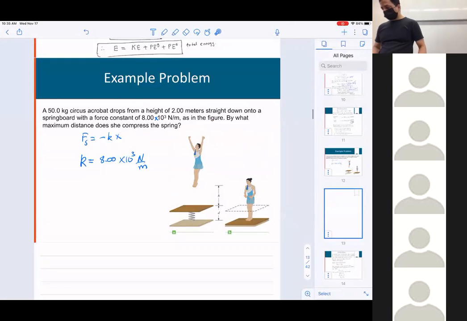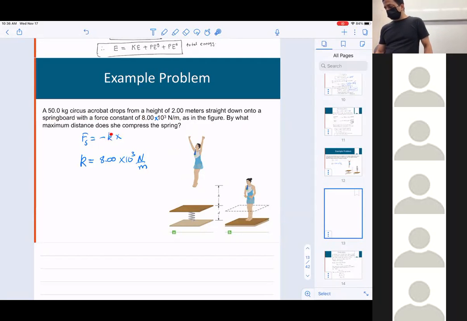Okay. So here, let's analyze this particular problem. We are told that a 50-kilogram circus acrobat drops from a height of 2 meters straight down onto a springboard with a force constant K of 8 times 10 to the 3 newtons per meter. Notice that the spring constant has units of newtons divided by meters, because this is newtons, this is meters. So K will have units of newtons per meter.